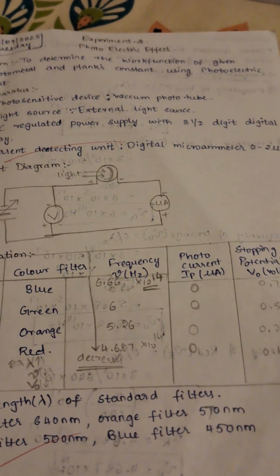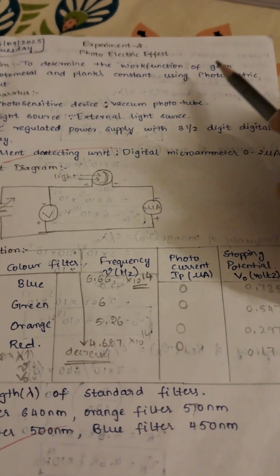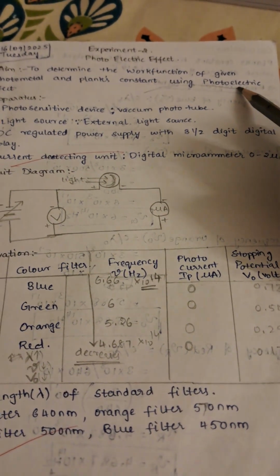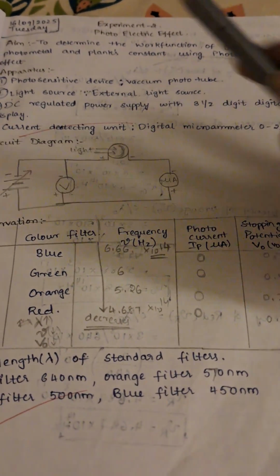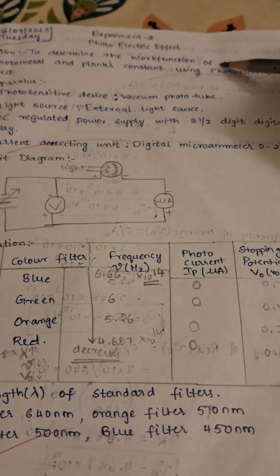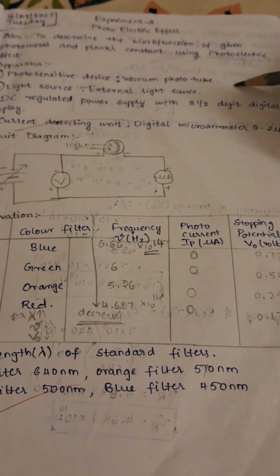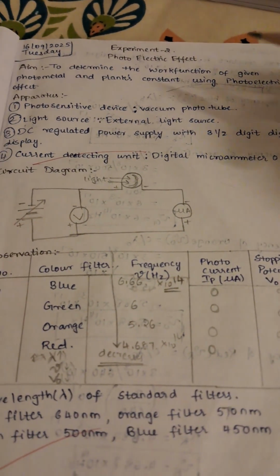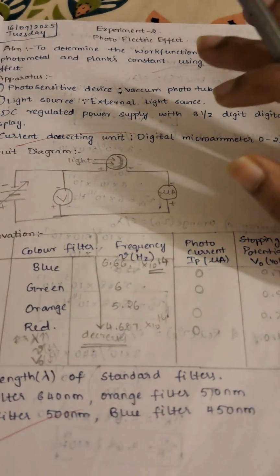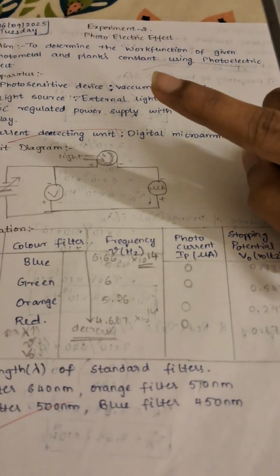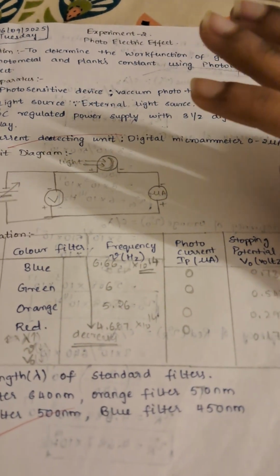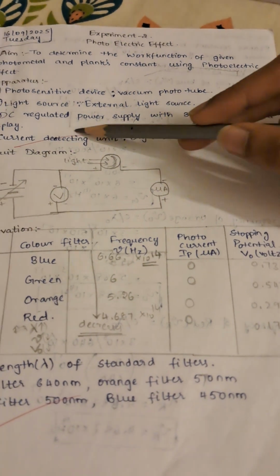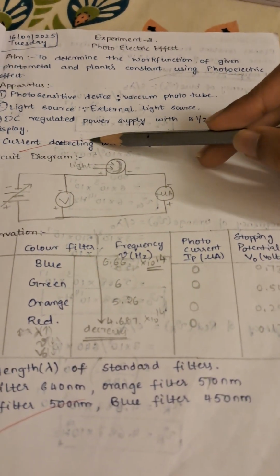Hello everyone. Now our second experiment is to determine the work function of the given photometal and Planck's constant using the photoelectric effect. So here first we need to write the aim, which is given in the question. Second, we need to write the apparatus. First write in simple words: one is a photosensitive device, light source, DC regulated power supply, and next is the current detecting unit, meaning here the photocurrent is detected.